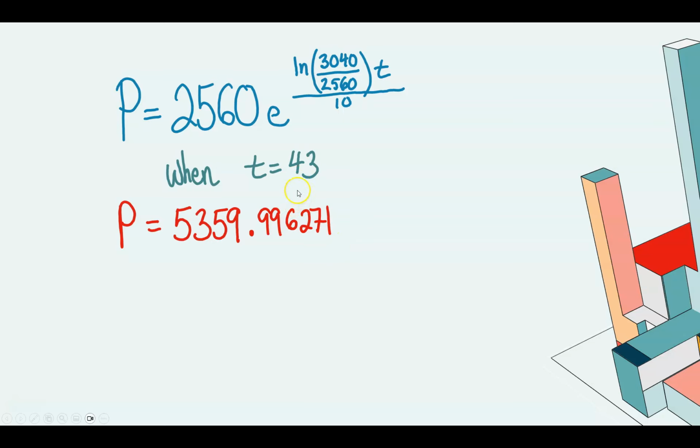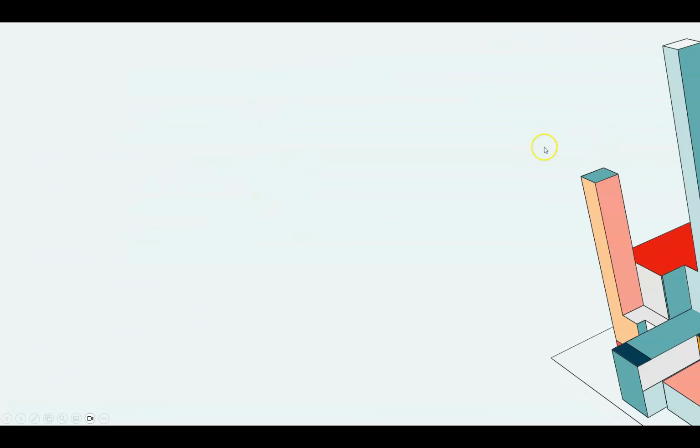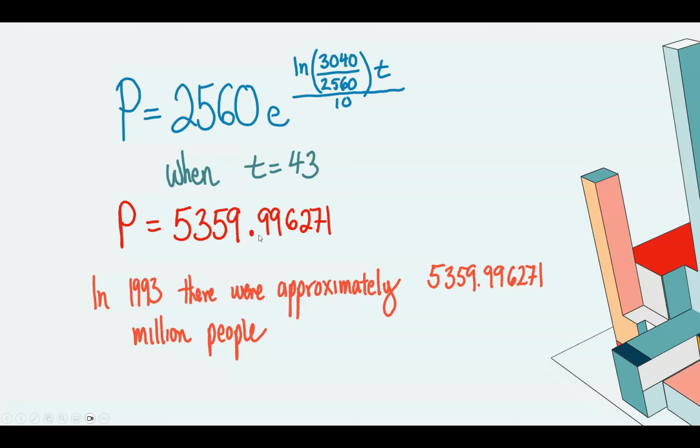But it's a model, it's probably pretty close. You can look up those statistics if you want. I'm not going to bother putting in 75 for 2025 because that's the same sort of thing, but you may want to see how close we are to the 8 billion I heard on the news recently.